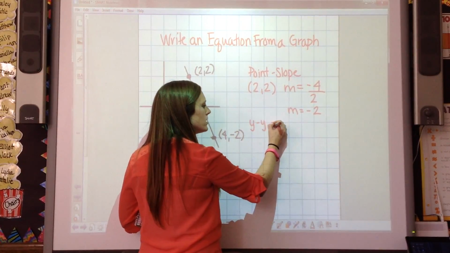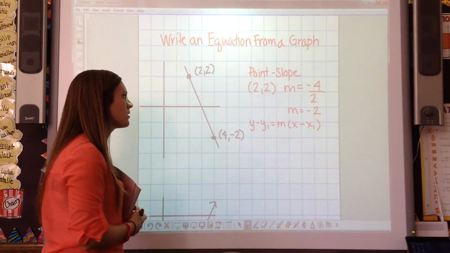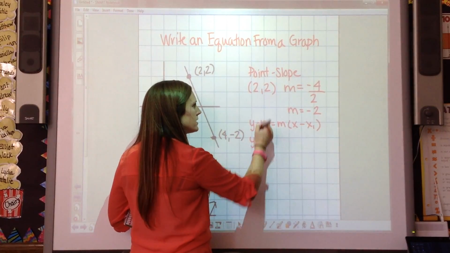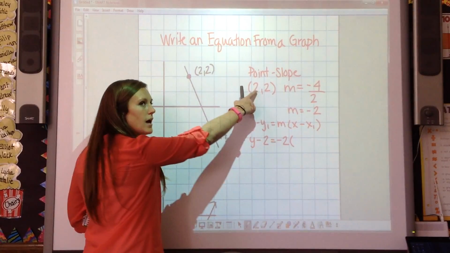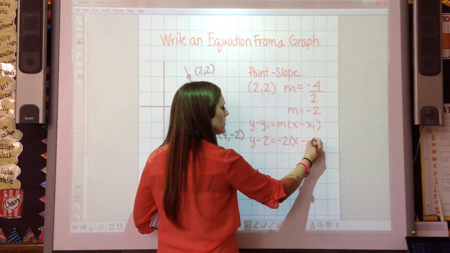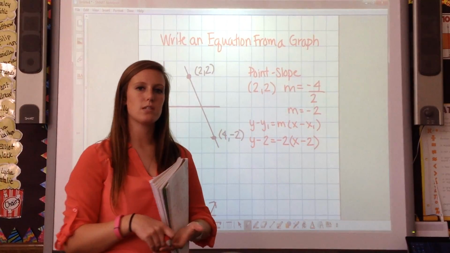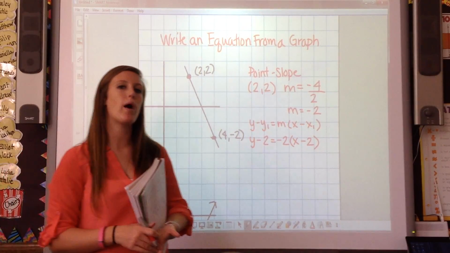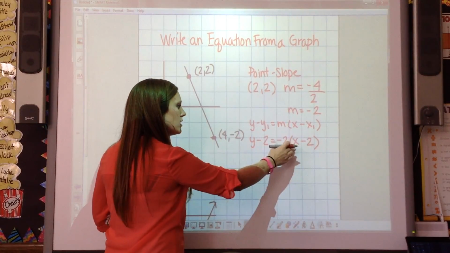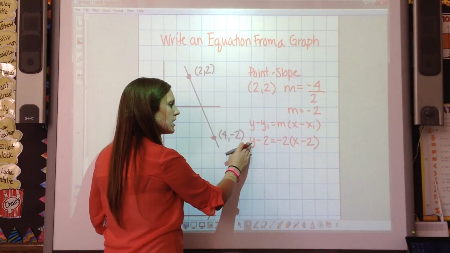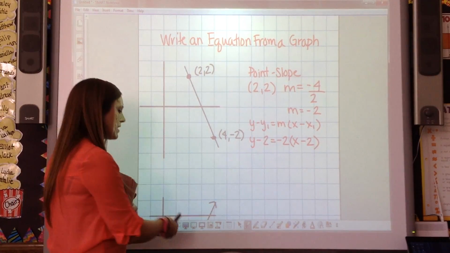Y minus y1 equals m times the quantity x minus x1, or 2. Okay, this is in point slope form. Our whole goal is to write an equation in standard form. Standard form is when the x and the y are both on the left side of the equation. So we have to move things around here. So this x and this y are the only things on the left side, and this 2 is on the right side. You can't have a non-variable term on the left side.